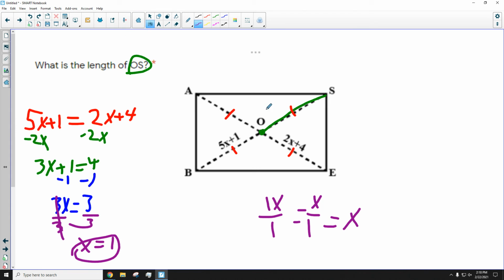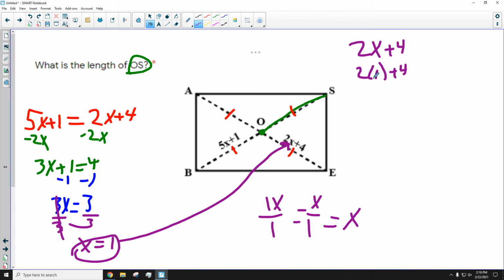Now, it wants us to find OS. Again, we don't have any measures here, but I can use any of these to figure it out. So I'm going to plug it in right here. So if I have 2x plus 4, I know that x is 1. I can do 2 times 1 plus 4. 2 times 1 is 2, and 2 plus 4 is 6. So since this length here is 6, so is every other half of this diagonal. And so OS is 6.